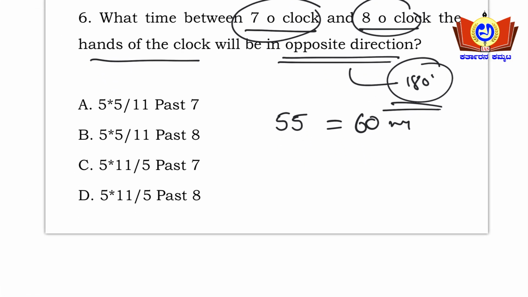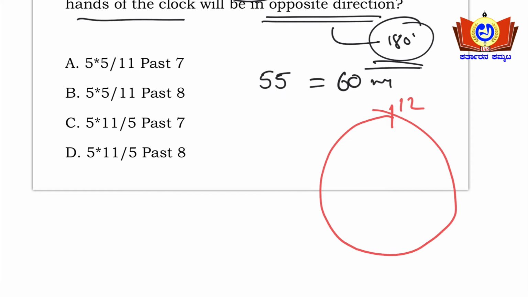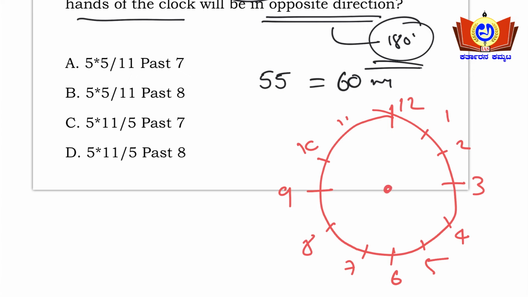See here friends, actually you need to take a caution here. For your reference sake I'll be drawing the clock diagram here. So this is 12, 3, 9 and 6 here. 1, 2, 4, 5, 7, 8, 10 and 11. Okay, between 7 and 8 o'clock. So 7 o'clock means hour hand will be exactly pointing at 7 and minute hand will be exactly pointing at 12.